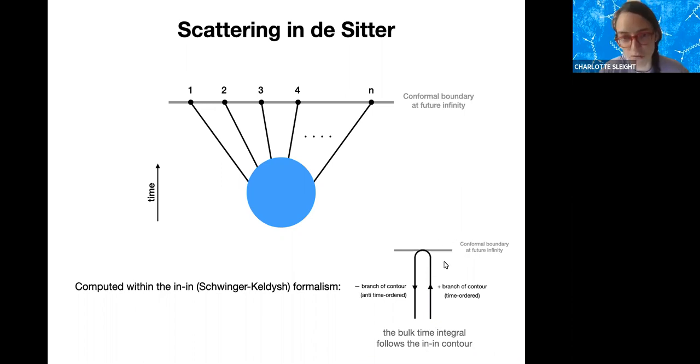So for us, the boundary at future infinity, in a time-ordered fashion along the so-called plus branch of the in-in contour. And then once you've done that, you have to integrate back in an anti-time ordered fashion along the so-called minus branch of the in-in contour. And you have to do this for each of the time integrals in your Feynman diagrams. And I'll be using this terminology, plus branch, minus branch, at various points in this talk. So these types of differences make at least a direct application of many such Euclidean AdS techniques far from straightforward, at least in the current way that they are formulated.